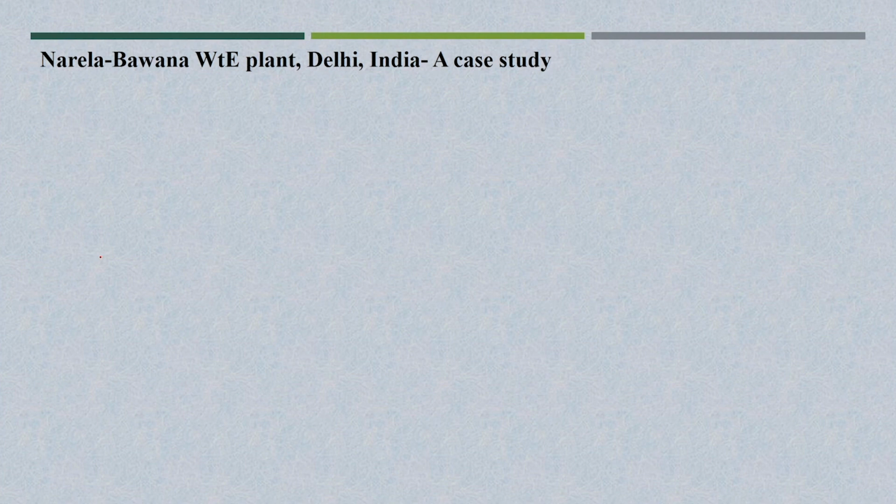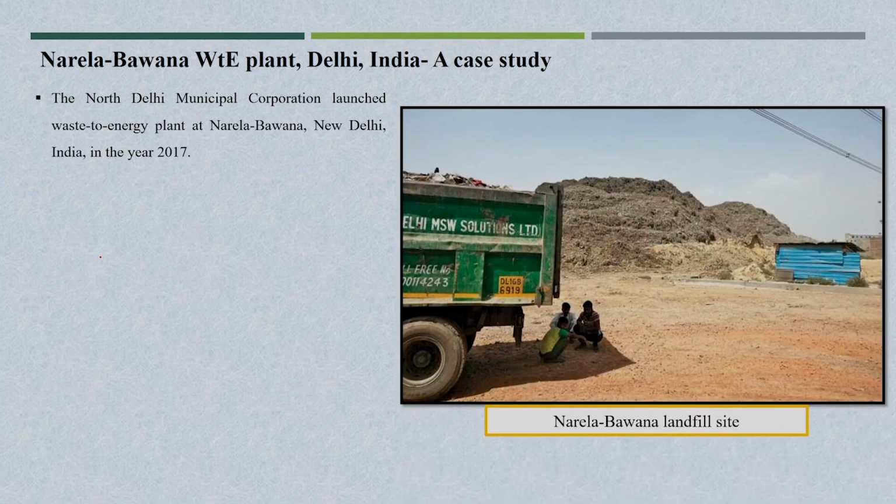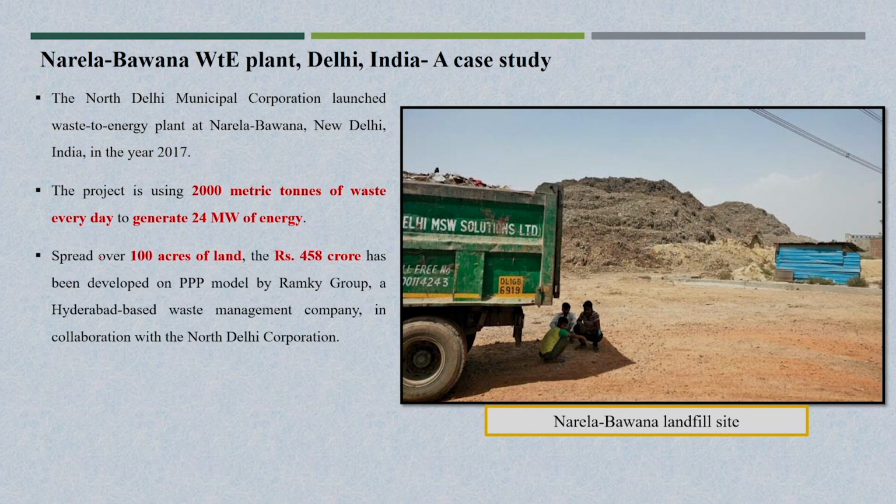Then another plant came up at Narela. North Delhi Corporation launched a waste to energy plant in 2017. This was at the Narela landfill site, and the idea was to use 2000 metric tons of waste per day and generate 24 megawatt of energy. That was a good idea, spread over 100 acres of land, and 458 crore rupees was required to develop it under the PPP model.